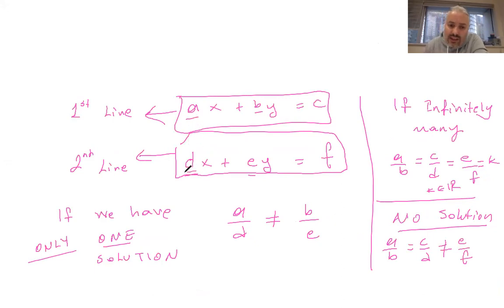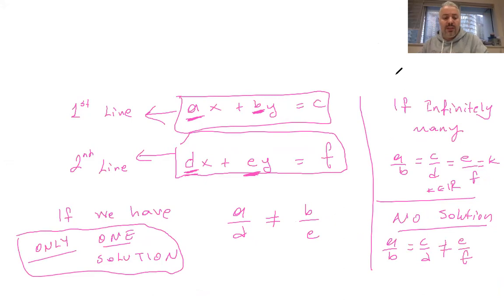A over D, if different than B over E, we are 100% sure that there is only one solution. They intersect each other. Tamam? That's it. Now, if another question comes, we can talk.